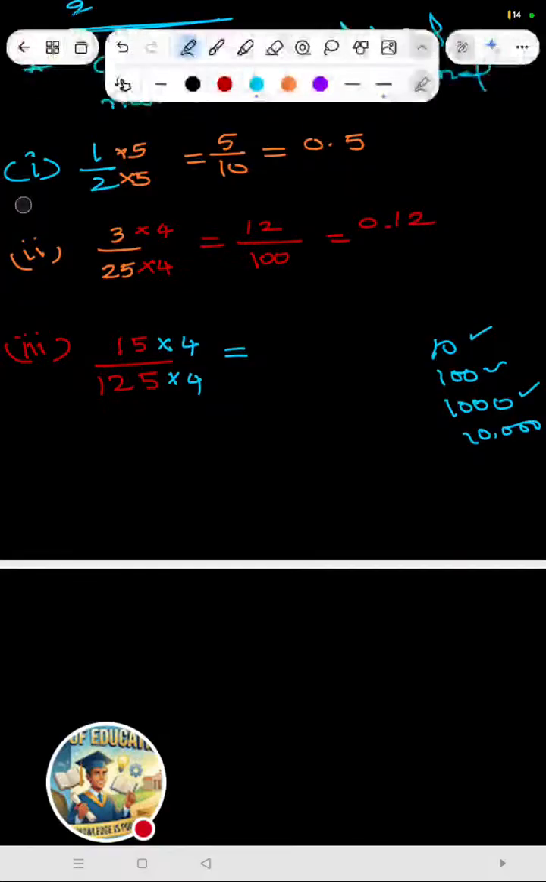So what will you get? Here you will get 125 times 4, which is 1000. 15 times 4 is 60. So it is 60 by 1000. Now this decimal form we can write. The 0 gets cancelled, so 6 by 100 means after 2 digits. First write here 0.0, so 0.06 is our answer.